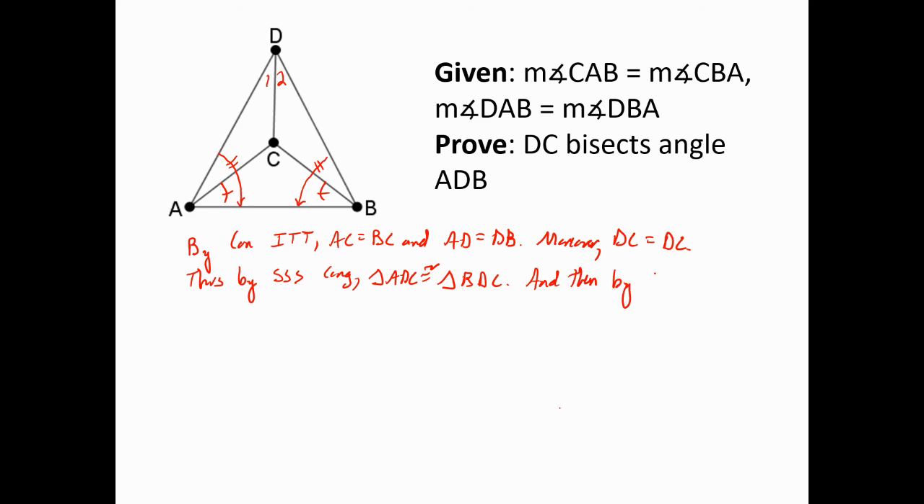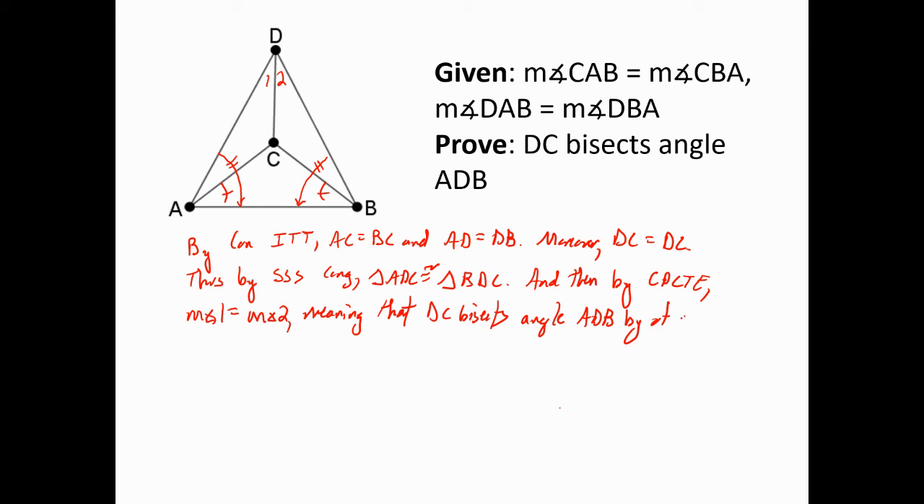And then by CPCTE, it follows that the measure of angle 1, C, I'm going to use the label that I created, equals the measure of angle 2, meaning that DC bisects angle ADB by, of course, the definition of bisects. And with that, the proof is complete.